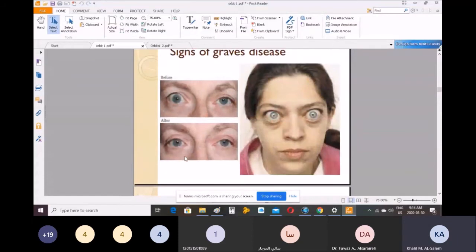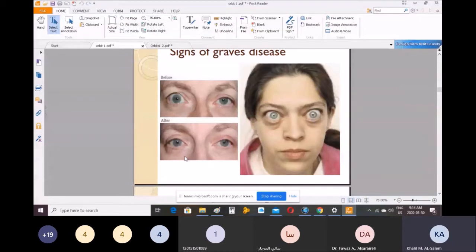Other signs of Graves' disease are proptosis, which is the axial protrusion of the eye, and eyelid retraction. So what is the most common cause of eye proptosis, whether unilateral or bilateral? The answer is Graves' disease. What is the most common sign of Graves' disease? It's eyelid retraction. So the most commonly affected muscle in Graves' disease is the levator palpebrae superioris.